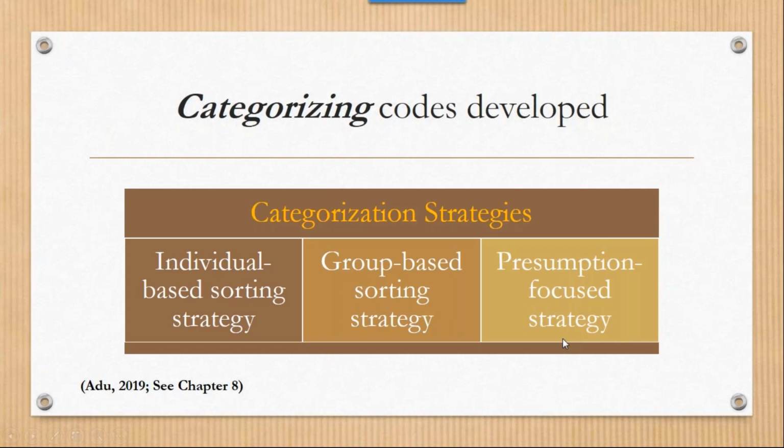And the last one is the presumption focused strategy. With this one, you see the codes as evidence, and the categories or themes that you are going to develop are claims. So based on the codes and the evidence that you have, what conclusion can you make? Based on the conclusion, you connect the evidence to support it. Then based on that, you are able to develop themes. This approach is used when you are doing grounded theory. You want to develop a theory to explain a phenomenon or an experience.